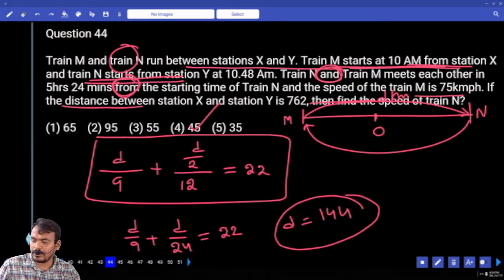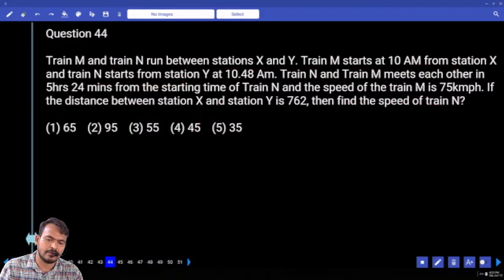Next question, number 44. Train M and train N run between two stations X and Y. Train M starts at 10 am from station X, and train N starts from station Y at 10:48 am. Train N and train M meet each other 5 hours 24 minutes from the starting time of which one?